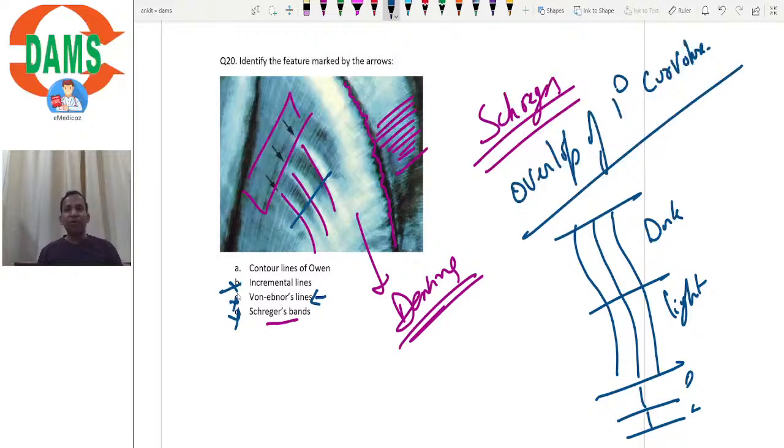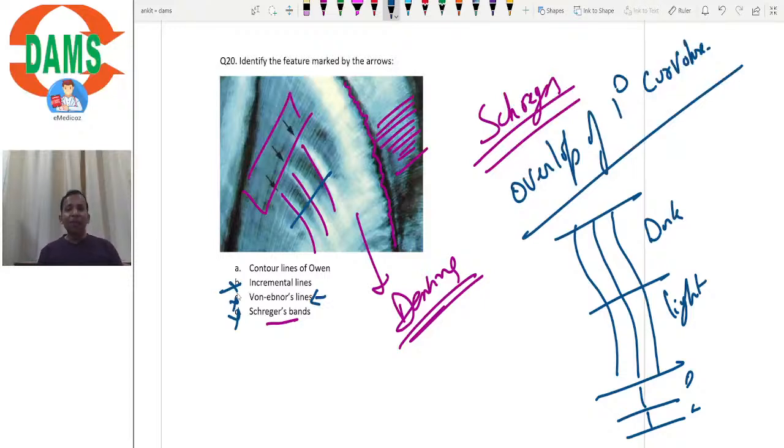Are these the incremental lines? Because incremental lines include three types of lines. Von Ebner's lines, which are daily lines. Andresen lines, which are weekly lines, the same as the striae of Retzius that are seen in enamel. And the third one is the neonatal line. So the neonatal line has to be a single line. Again, this is not a neonatal line. So it is not a neonatal line, not Von Ebner's line, so definitely not an incremental line.